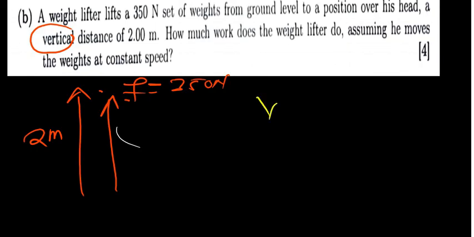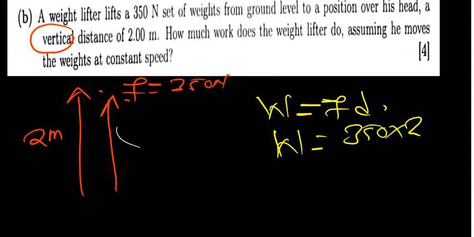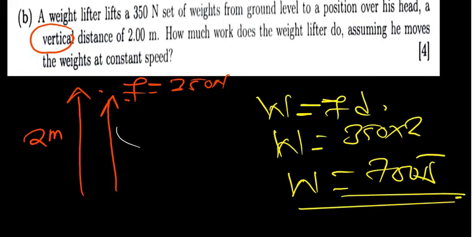In this case, the work done is force times distance. The force is 350 times 2, which is 700 joules, and not newtons. As long as these two are moving in the same direction, the work done is positive. Work is equal to force times distance. So here you just have to understand that it was vertical, moving in the same direction as the force. As simple as that. This is the question I wanted to show you.